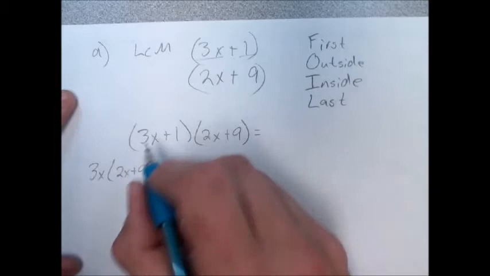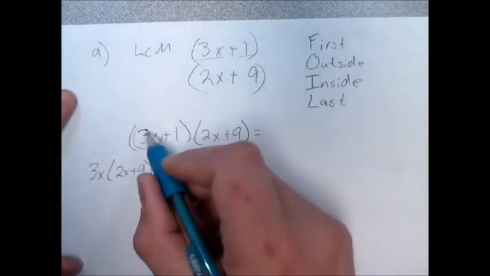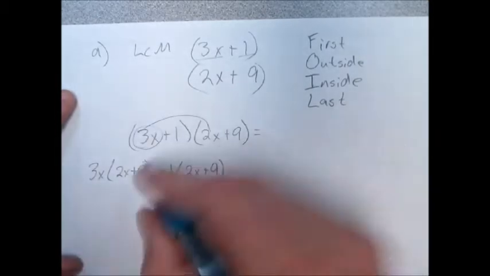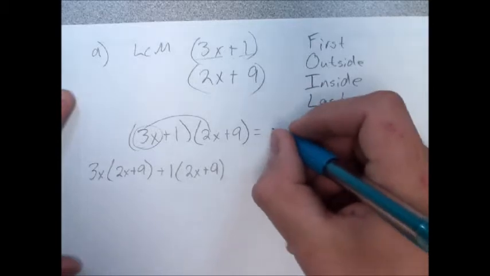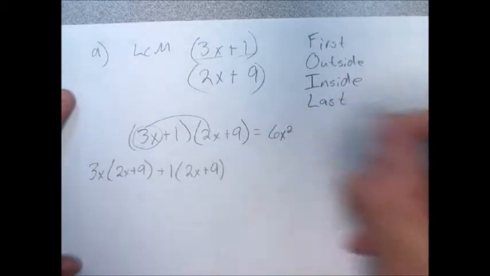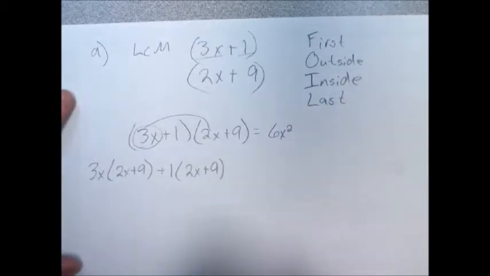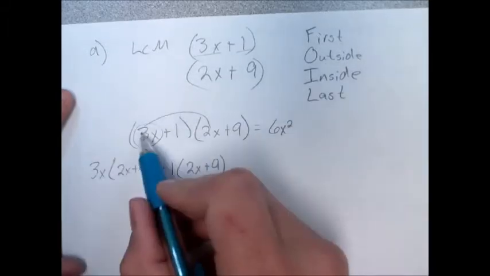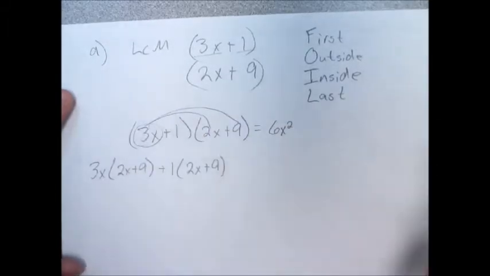First times the first, these are the two firsts. So first times the first is the first, so it's 6x squared. X times x is x squared. And then it says the outside.